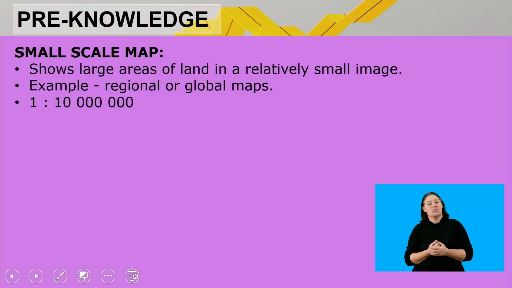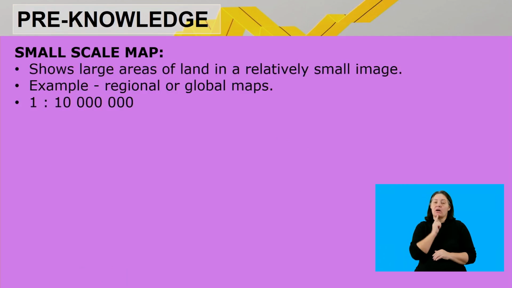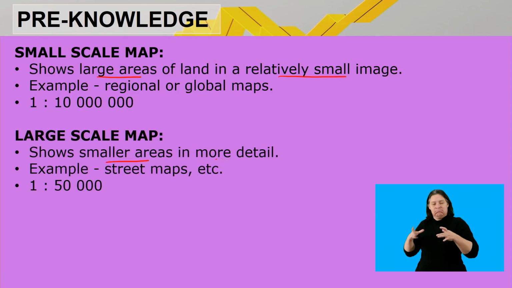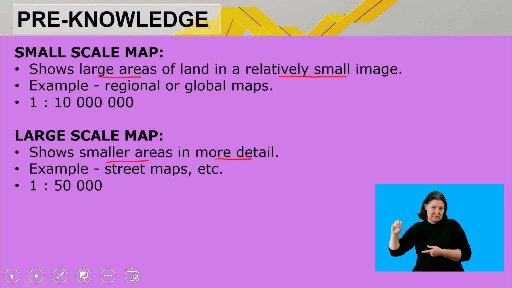Okay, so then we can also differentiate between two types of scale. Your small scale map shows large areas of land in a relatively small image. For example, if you look at a regional or a global map, the scale that we normally use here is 1:10 million, for example. Then on the other hand, we have what we call a large scale map. Now, a large scale map shows smaller areas in more detail. For example, a street map. Here we'll use a scale of 1:50,000, for example.